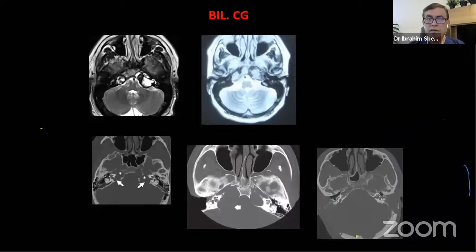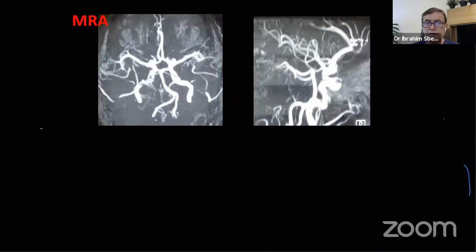You may get bilateral cholesterol granuloma. Don't forget that. Not necessarily unilateral, but you can get bilateral cholesterol granuloma if there is obstruction in both petrous apices. MRA is important. You want to see the relationship with the vertebral artery and the basilar artery in cases of these giant ones.